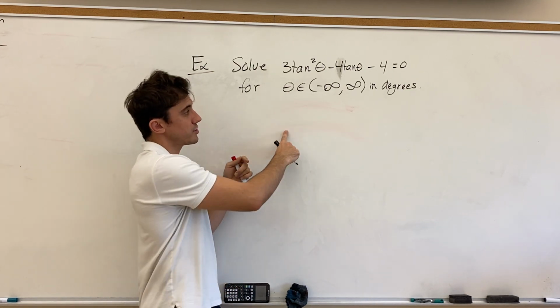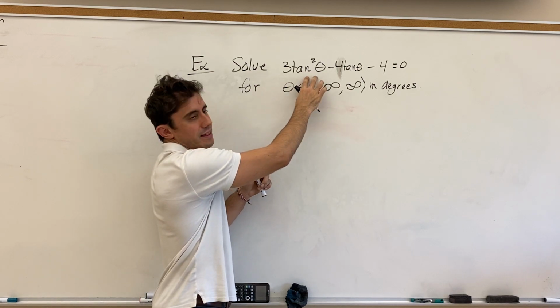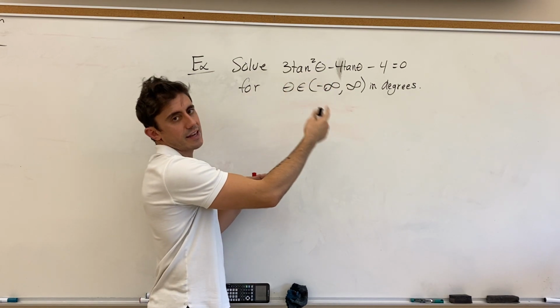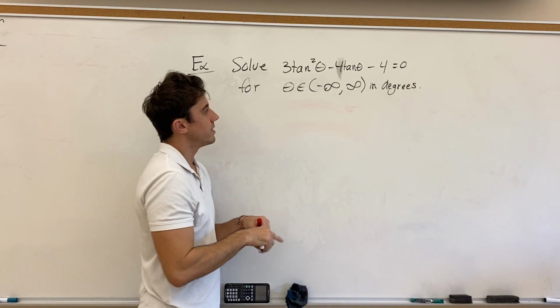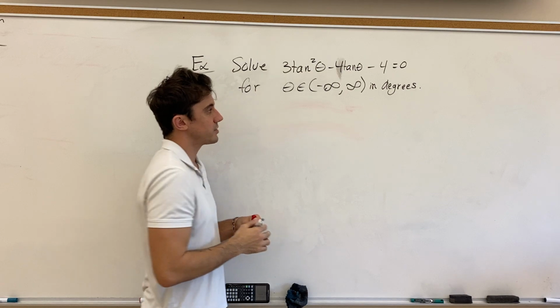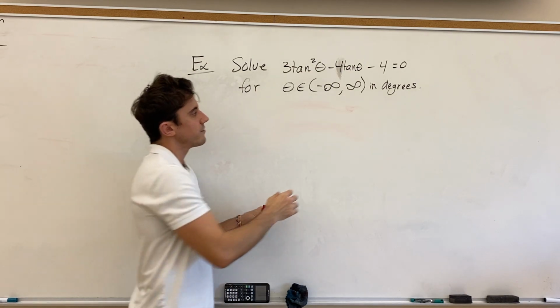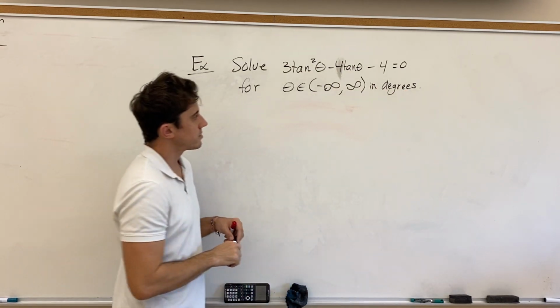We can also do a substitution of letting x be equal to tan theta and then actually writing this with x and resubstituting over at the end, but we don't have to do that either. We're going to look for all solutions from negative infinity to infinity, which means all solutions for theta in degrees. And so let's get started.